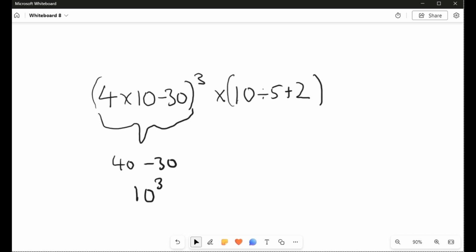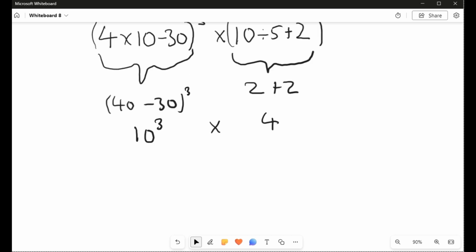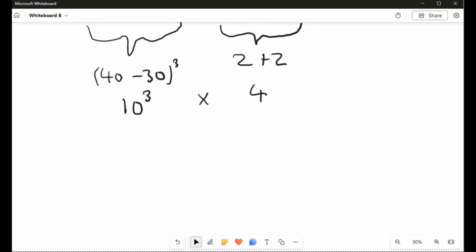And then we make sure to maintain our indice. And we'll do it here as well for continuity. So we have 10 cubed. Now we're going to solve for our other bracket. So the same thing applies. We also have to use our BIDMAS inside this other bracket. So let's start off doing 10 divided by 5 is 2, and 2 plus 2 is 4. So the solution inside our bracket is 4. And we maintain our multiplication here. So our equation, once we've solved inside the brackets, looks like this.